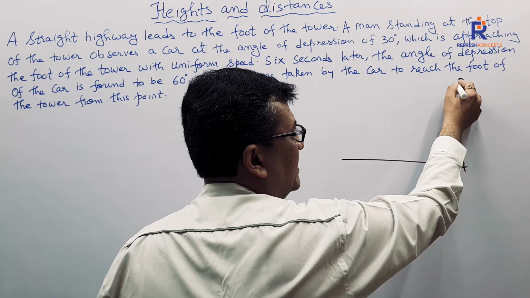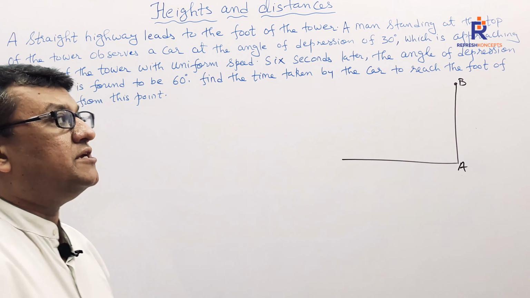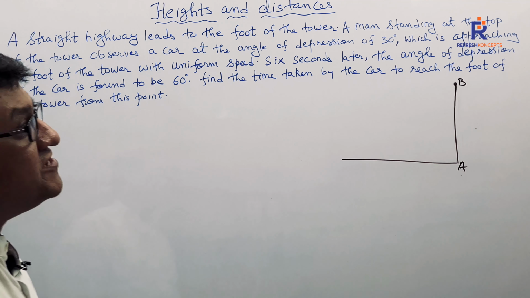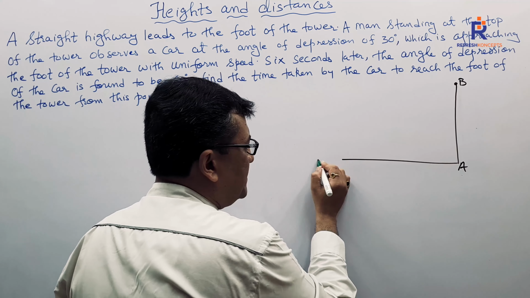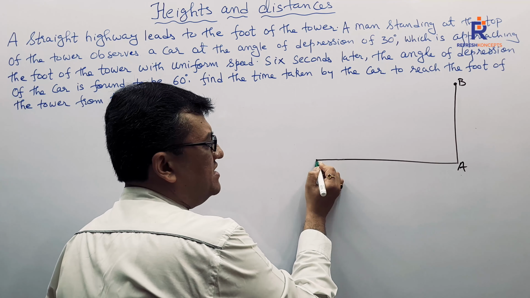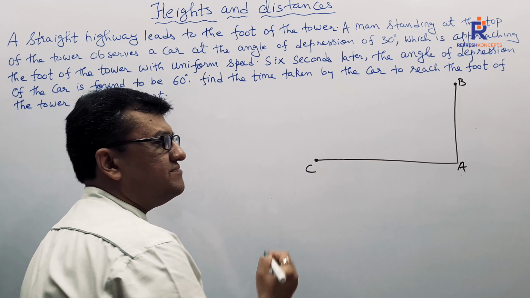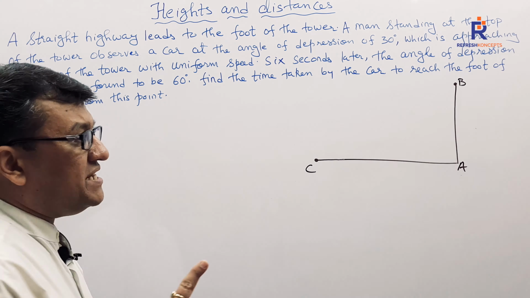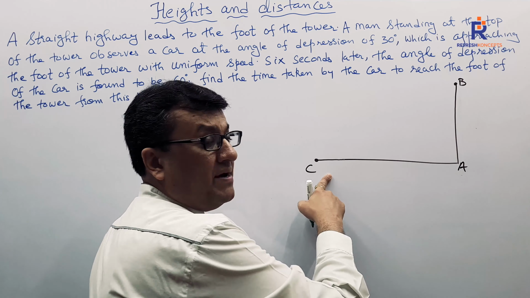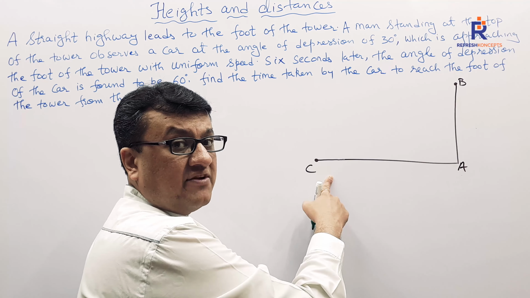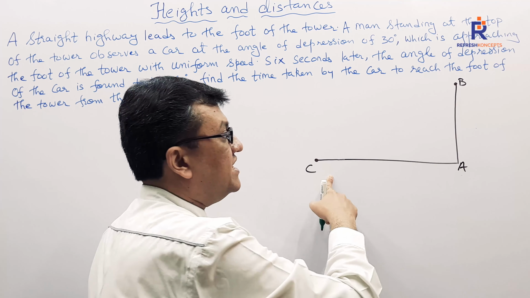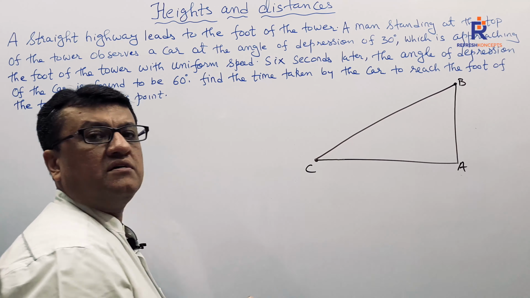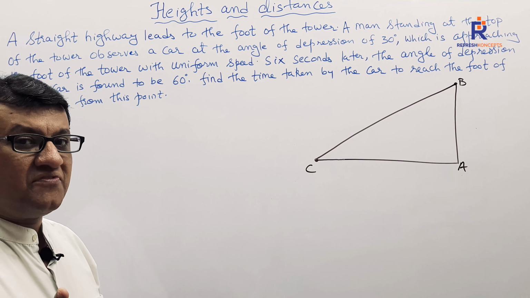And where is the man standing right now? At point B. A man standing at the top of the tower observes a car at an angle of depression of 30 degree. So let me say initially the car is at point C. What angle of depression is the man observing the car with? He is observing the car at an angle of depression of 30 degree.